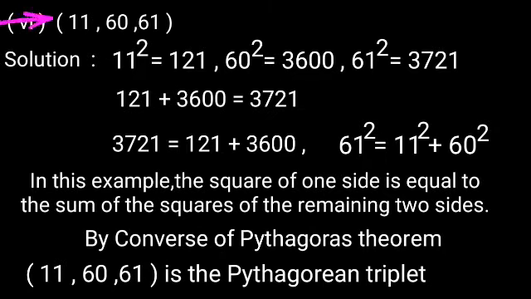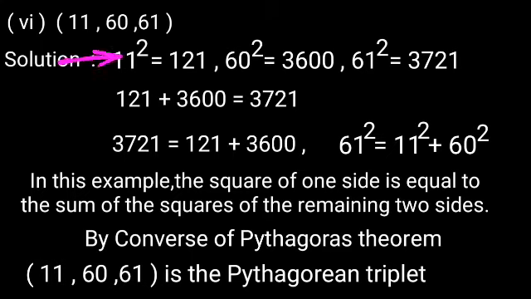Example number 6. Given numbers are 11, 60 and 61. We have to find whether this given triplet is a Pythagorean triplet or not. Solution. First number 11 square is equal to 121. 60 square is equal to 3600 and 61 square is equal to 3721.